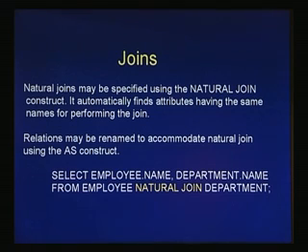You can always change the name of a table and its attribute names using the as clause, which we have already seen. A natural join may be specified using the natural join construct. It automatically finds attributes having the same names for performing the join, and of course relations as well as attribute names can be renamed in order to accommodate a natural join. There is a specific example here which says select employee.name, department.name from employee natural join department.